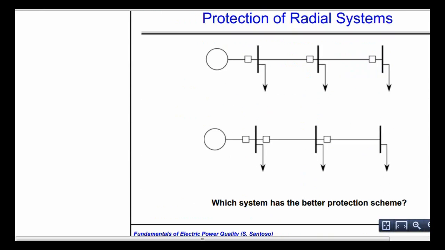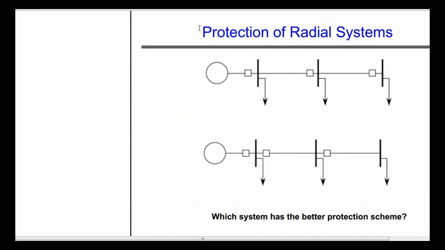Now, this is called a radial distribution system. Now the question is, which system has the better protection scheme? So I will assume that I'm having a fault right here. Which circuit breaker will open? Obviously this one. And if this one fails to open, this one will open after a predetermined delay time.